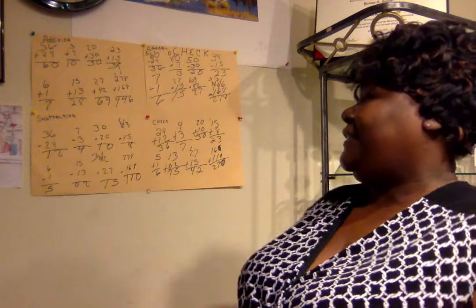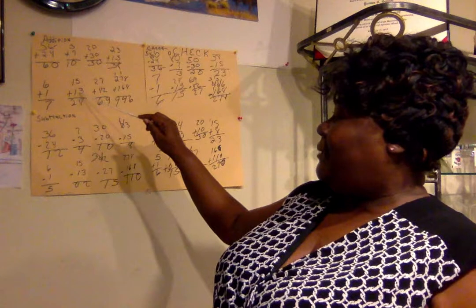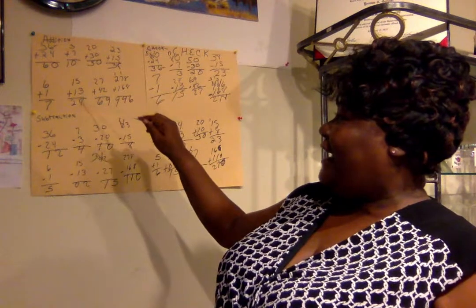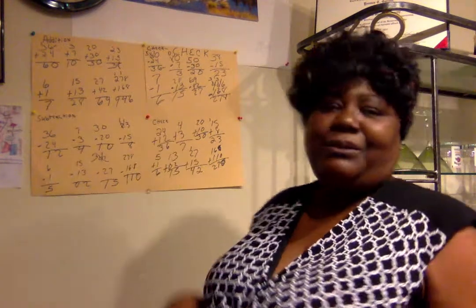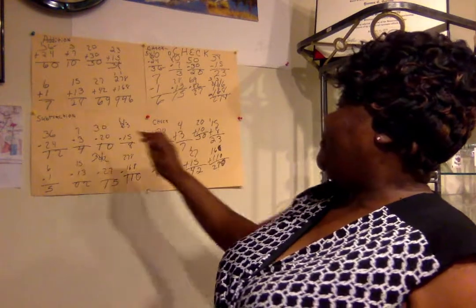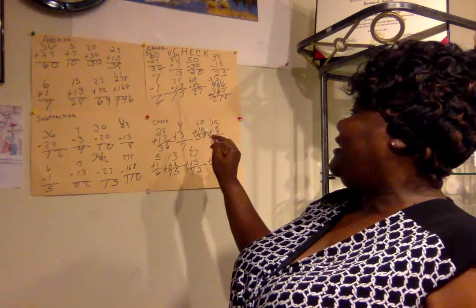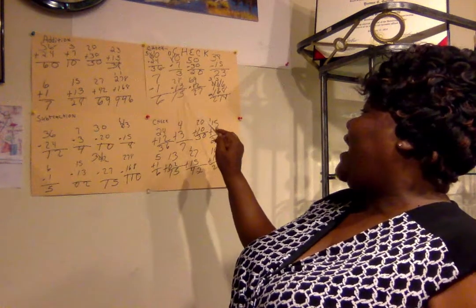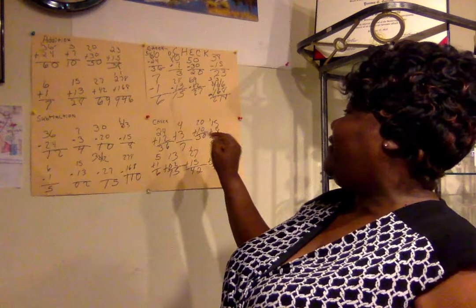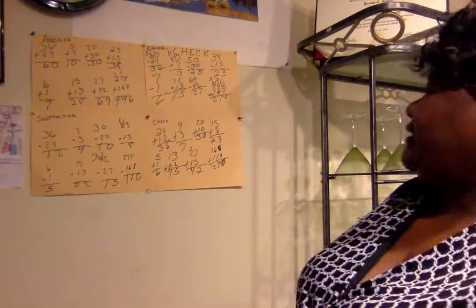15 plus 13. Starting with the second number in the problem, 3 plus 5 is 8. 1 plus 1 is 2. 28. Check it. 28 minus the second number in your problem, 13. So 28 minus 13. You say 3 from 8 is 5. 1 from 2 is 1. 15. The first number in your problem was 15. So you know your answer was what? Your answer was correct. Moving to the next problem.